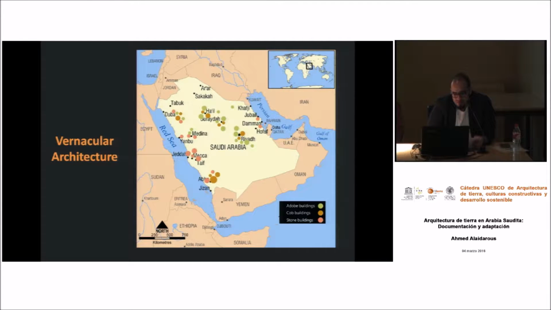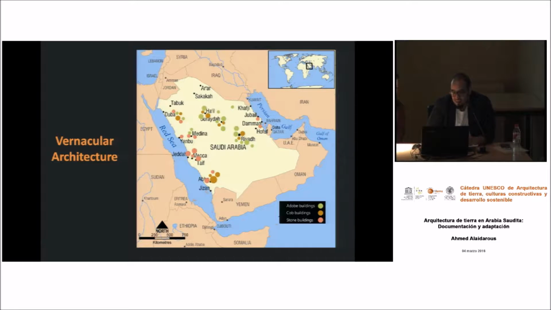So in Saudi Arabia, we have a very different topography that leads to the country having several vernacular architectures that depend on the areas. In the west side, it's mountain zones. So most of the cities on the west side use a stone material.